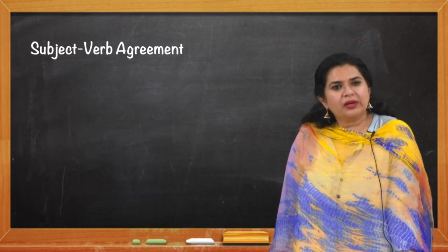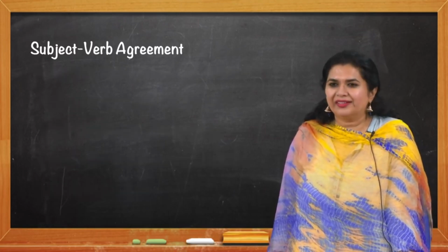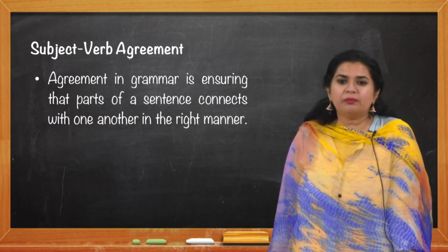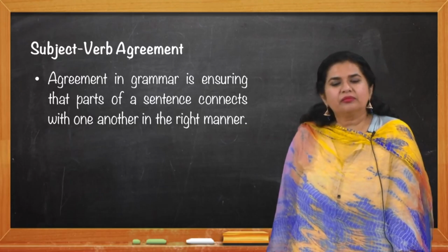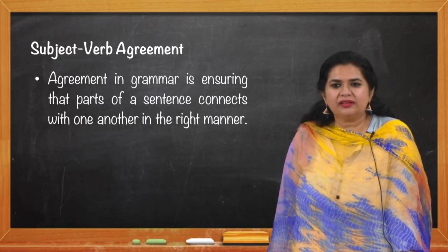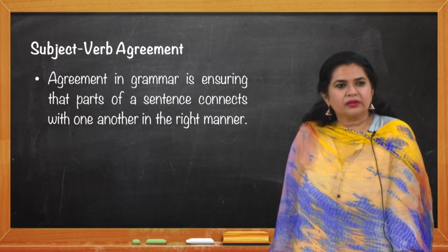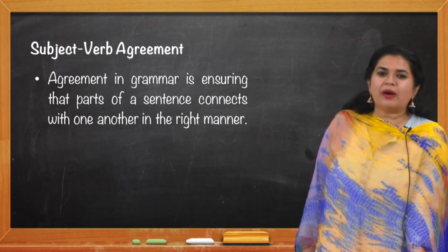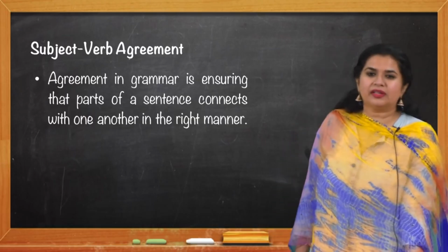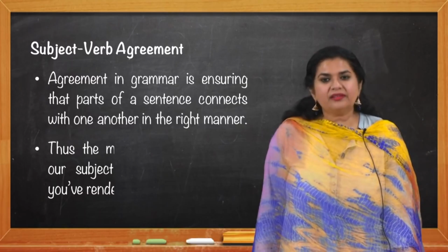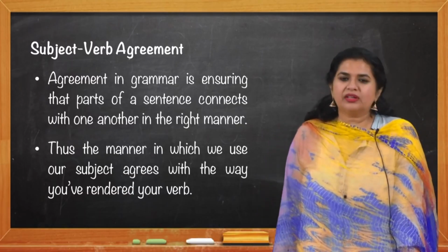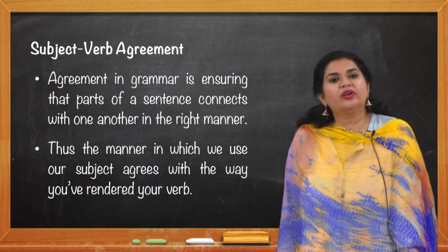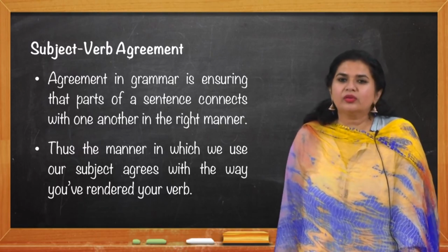Now, what is subject verb agreement? SVA, as it is popularly known. This is agreement in grammar, to ensure that parts of a sentence connect with one another in the right manner. So, let me again repeat, we use agreement in grammar to ensure that parts of a sentence connect with one another in the right manner. Thus, the manner in which we use our subject should agree with the way you have used your verb. This is not so complicated.